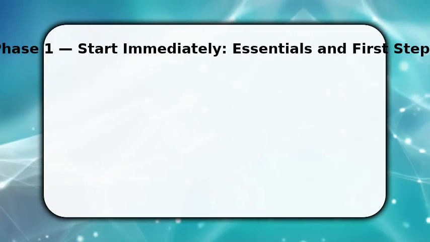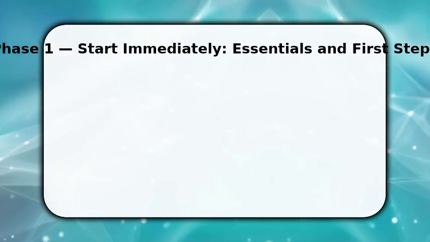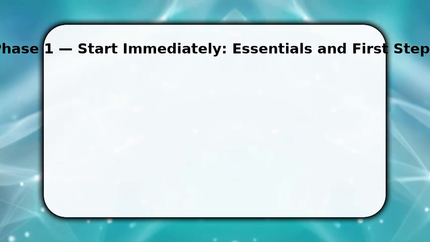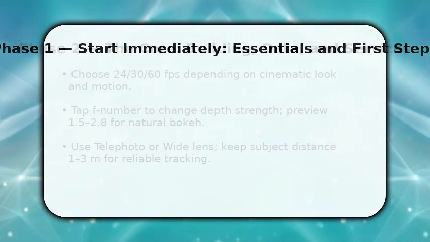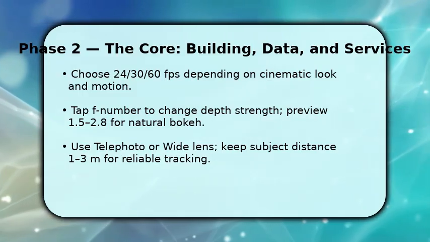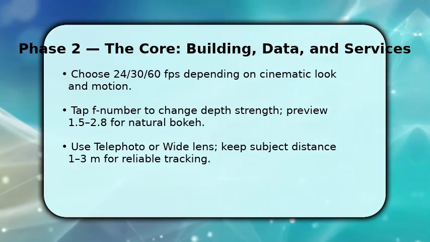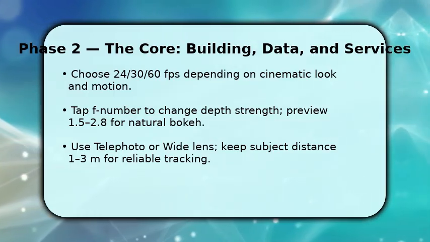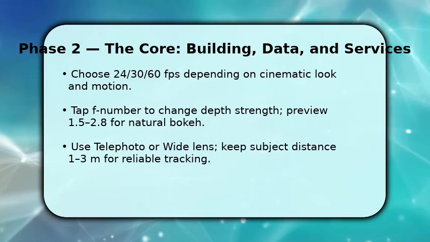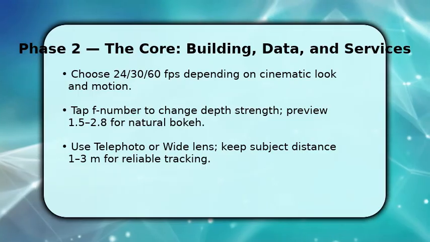Once done, lock orientation and frame your shot with foreground and background spaces because cinematic needs separation to create convincing rack focus effects. Now set frame rate and depth intensity before you hit record. Choose 24 FPS for filmic motion, 30 for smoother action, or 60 if you need crisp motion. Tap the aperture control to select a depth strength. Lower F numbers increase background blur, while higher ones keep more detail. This directly affects subject separation.